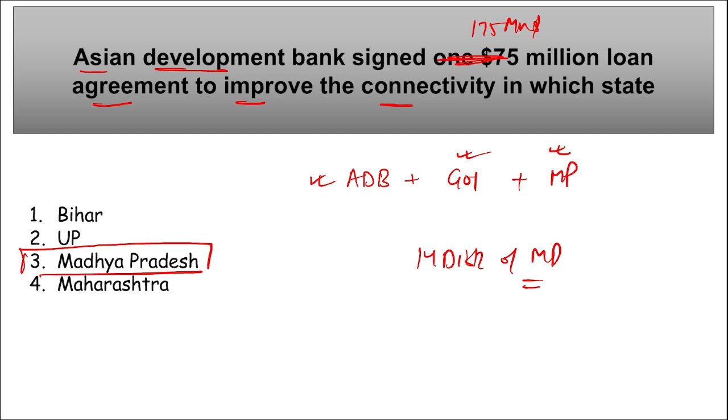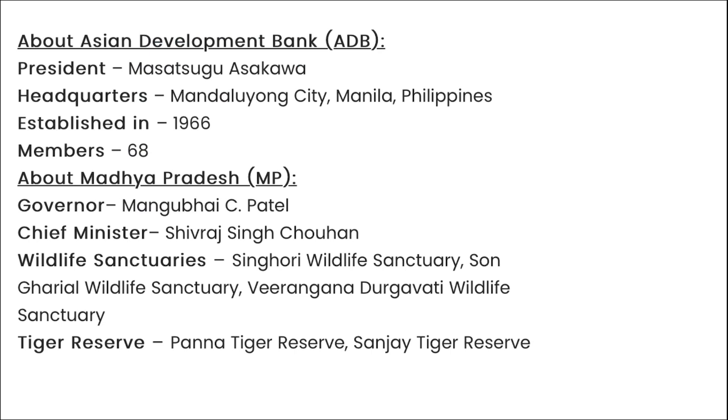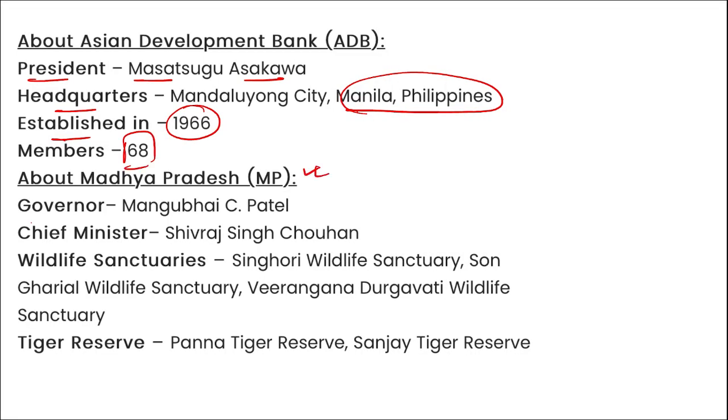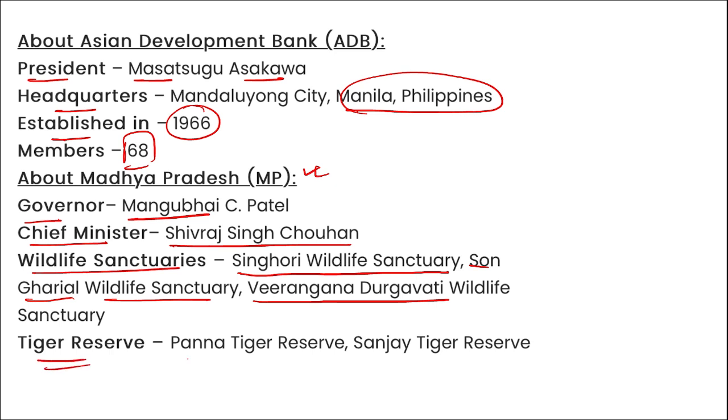Mark this. Here, Asian Development Bank will enhance the Madhya Pradesh Road Development Corporation Limited by upgradation of almost 500 kilometers of road. It will also develop strategies for green technology and electric vehicle infrastructure. If we talk about Asian Development Bank, the president is Masasugu Asakawa, headquartered in Manila, Philippines. It was established in 1966 and has 68 members. If we talk about Madhya Pradesh, the governor is Mangubhai Patel, chief minister Shivraj Singh Chauhan, wildlife sanctuaries Shinghori Wildlife Sanctuary, Sun Gadial Wildlife Sanctuary, Virangna Durgavati Wildlife Sanctuary, and tiger reserves that you can remember, Panna Tiger Reserve and Sanjay Tiger Reserve.